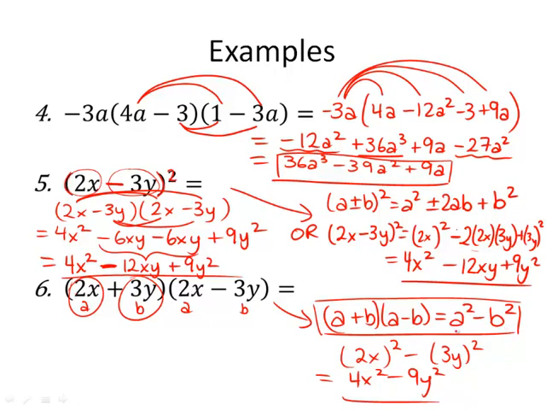However, if you're just starting out and you really just want to convince yourself, you can go ahead and distribute. 2x times 2x gives you 4x squared. 2x times negative 3y gives you negative 6xy. 3y times 2x gives you positive 6xy. Notice they will cancel out. And the last two terms give you a negative 9y squared. Middle terms cancel out, and you're left with 4x squared minus 9y squared. This is the difference of squares.